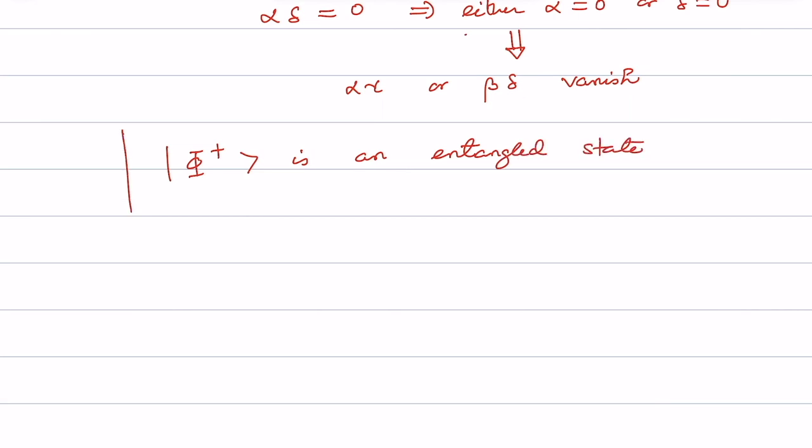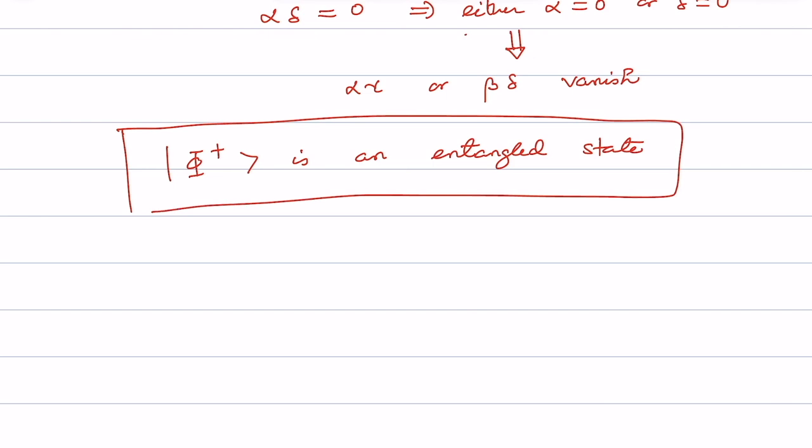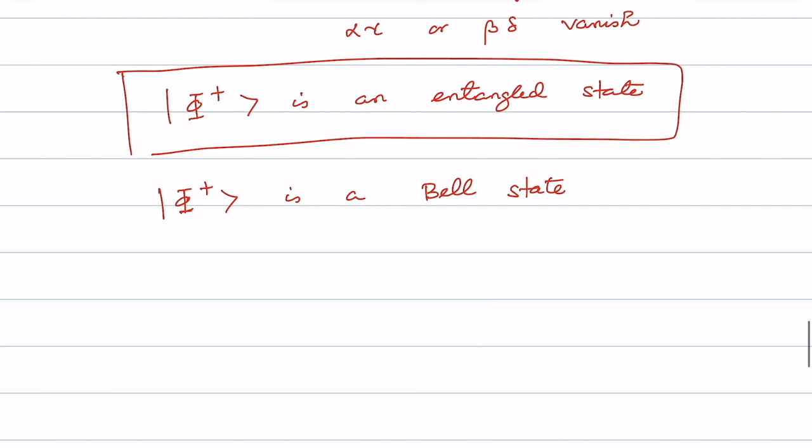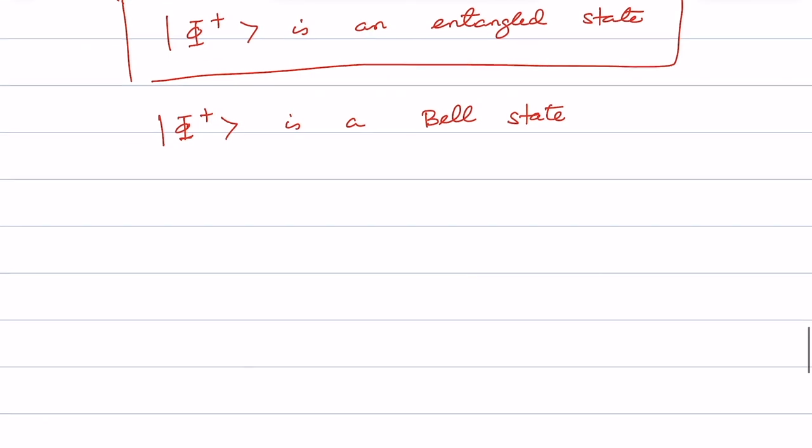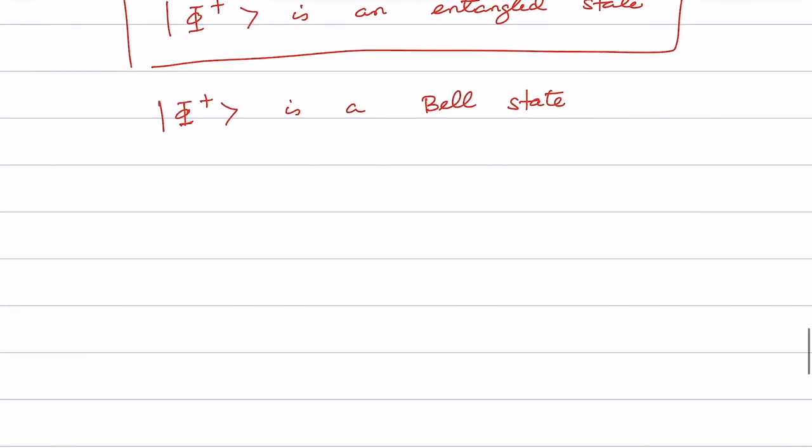I hope you are getting it. In fact, phi plus is one of the Bell states. We are going to discuss Bell's inequality and so on in the next lecture. This kind of state does exist. Experiment shows that such states do exist. And there are four Bell states, and all of them serve as examples of entangled states.